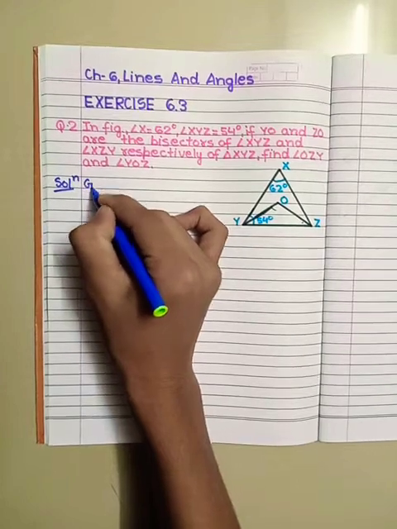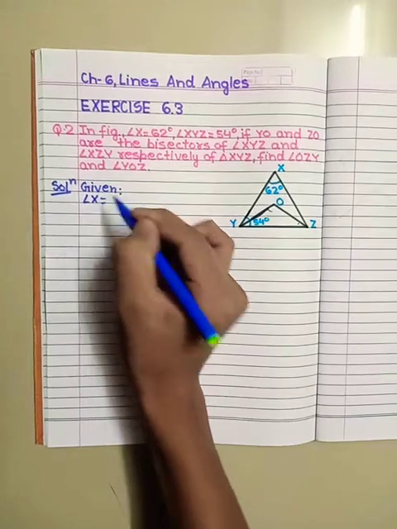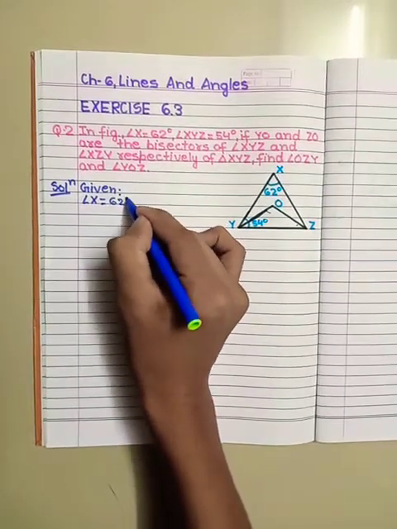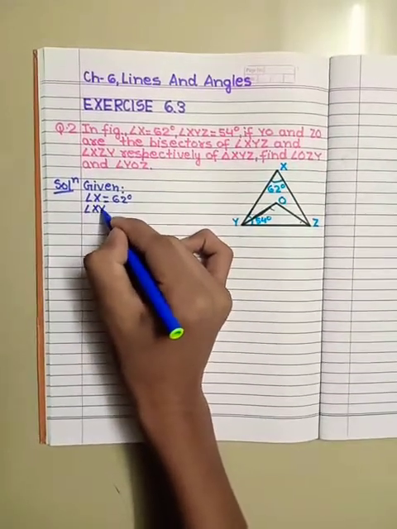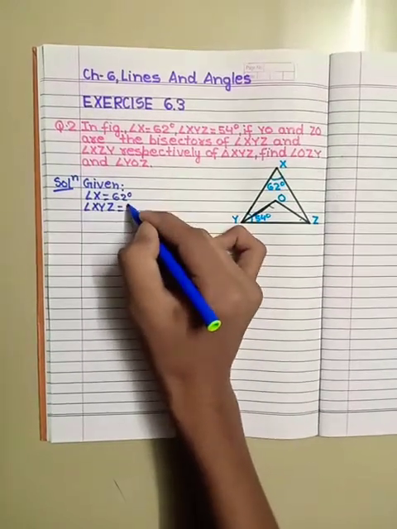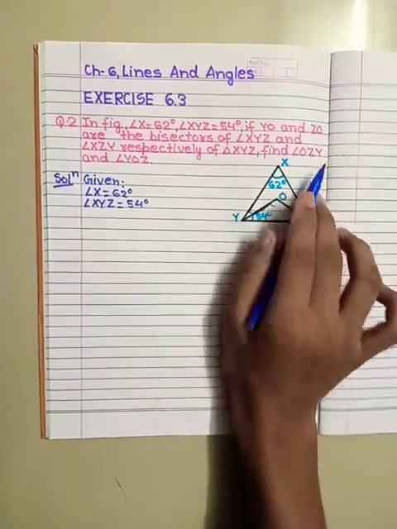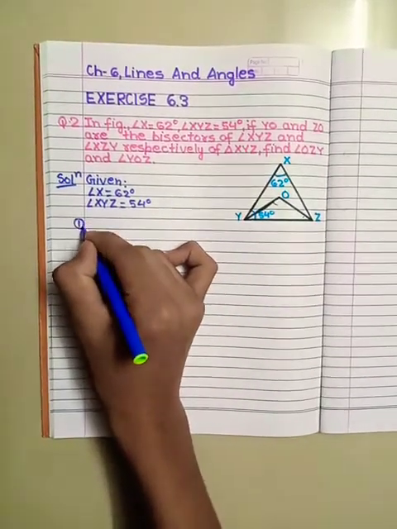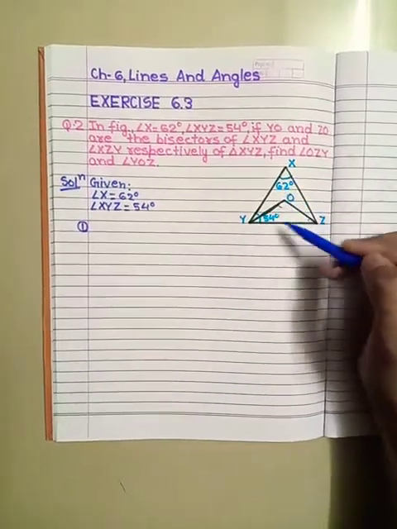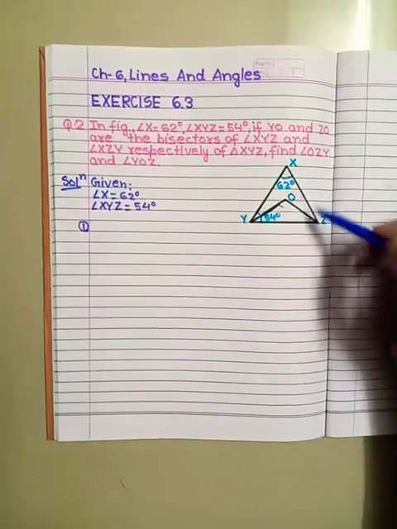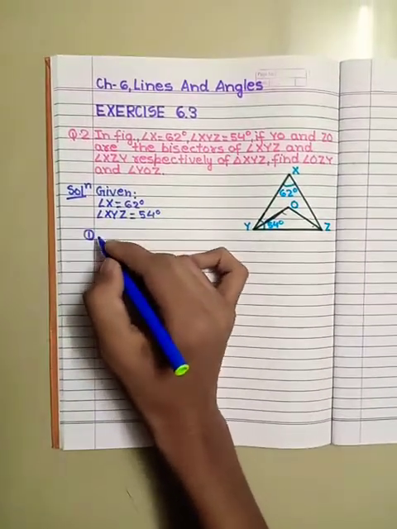First we will write the given: angle X is equal to 62 degrees and angle XYZ is equal to 54 degrees. So first we will find angle OZY. If we apply the angle sum property of a triangle, we can find angle XZY because we are given the other two angles. So let's apply that property.